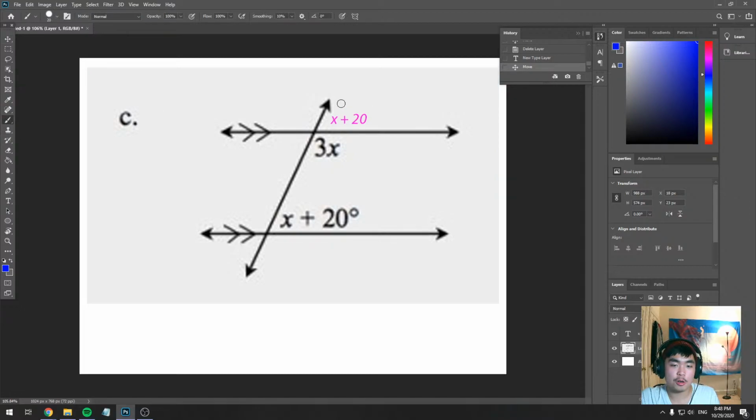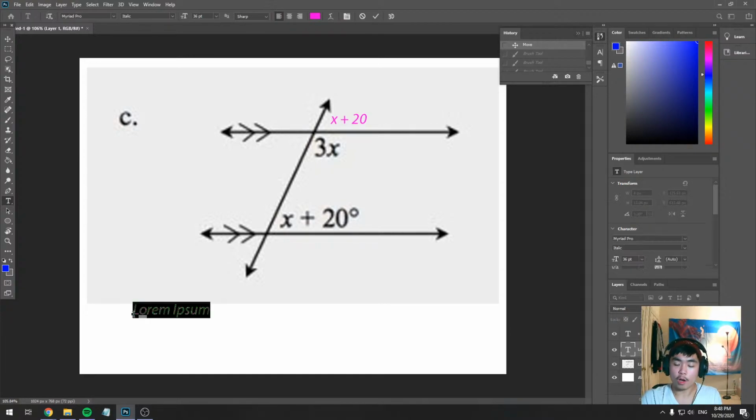So now you should notice that these form a line, right? These are supplemental angles. They add up to 180, all right? So what you want to do when you're doing these problems is first figure out the relationship, then state that relationship in algebraic terms.